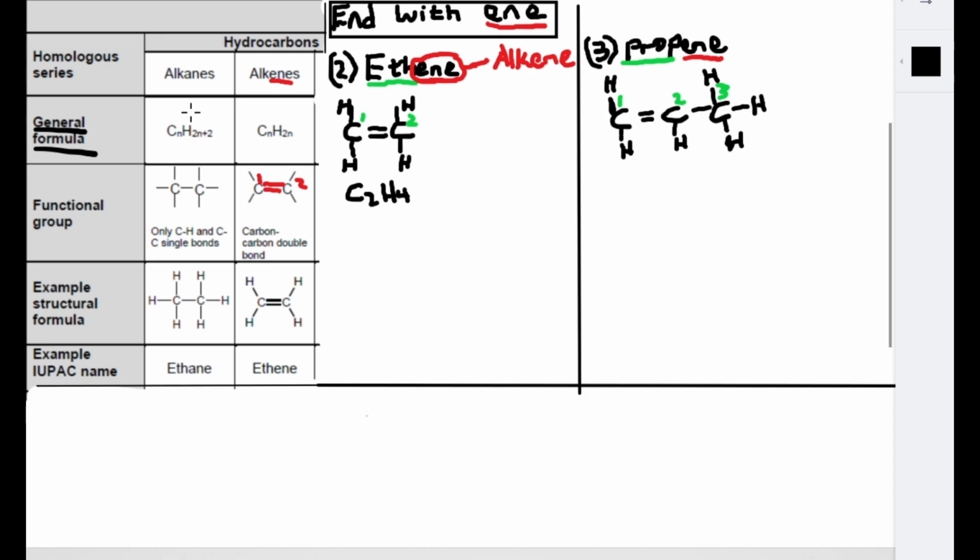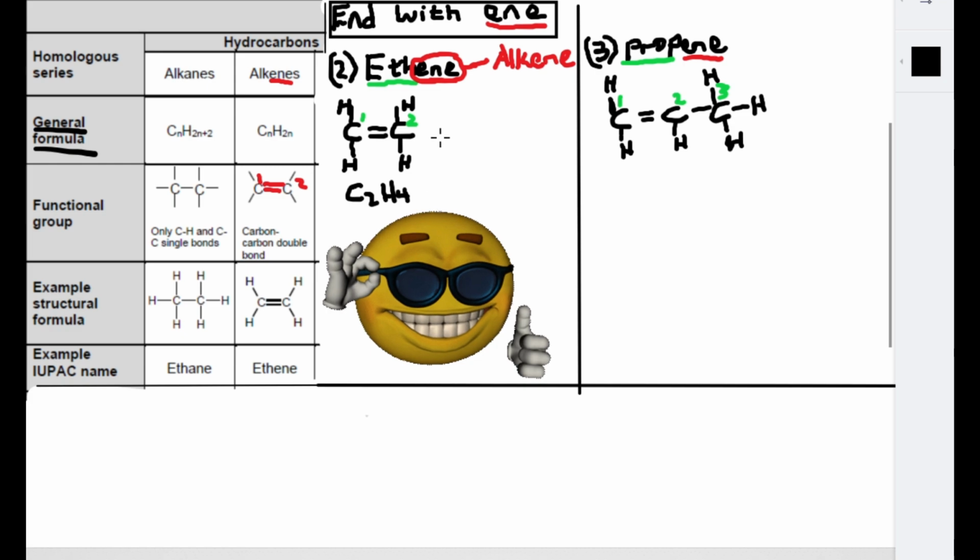CnH2n. Look at that. In the alkanes, we had a +2, but now we have subtracted that +2. We have removed 2 hydrogen atoms. Remember, the N represents the number of carbons, so it's going to be C2, then H, and then 2 times the 2 carbons that we have. 2 times 2 is going to be 4. So that's how you create that molecular formula.